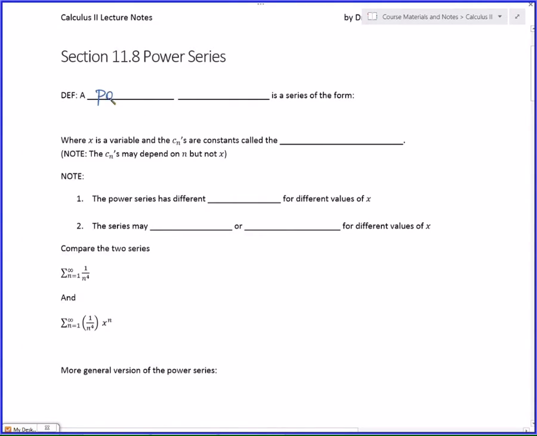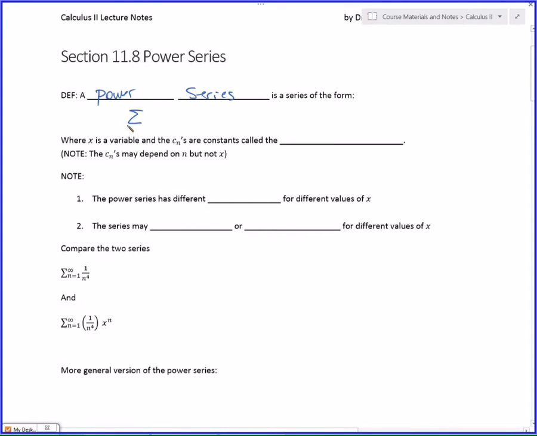So a power series, it actually just sounds cool. We've been talking about series, but now we're talking about power series. You have to say it like that. Power series, yes. Every time you say it, you have to say it like that.